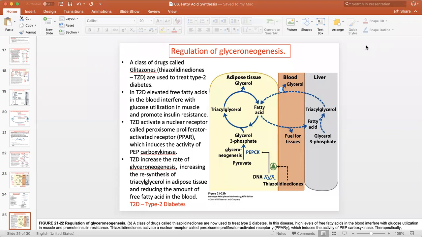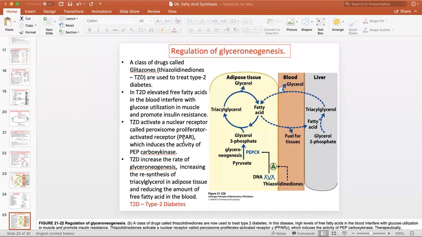TZD increases PEPCK. Yeah, you can say that. But you will not find PEPCK directly written in the textbooks. If you open First Aid, you will see that the mechanism of action of TZDs is with the help of PPAR. So this is what's written in First Aid. This is what they will target, okay?